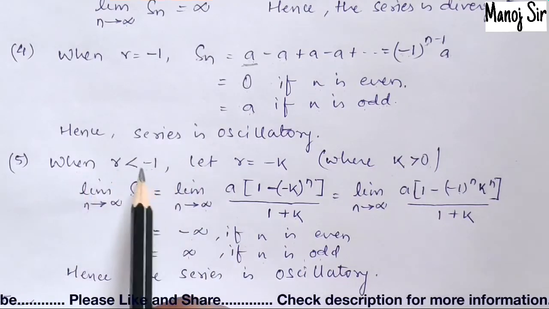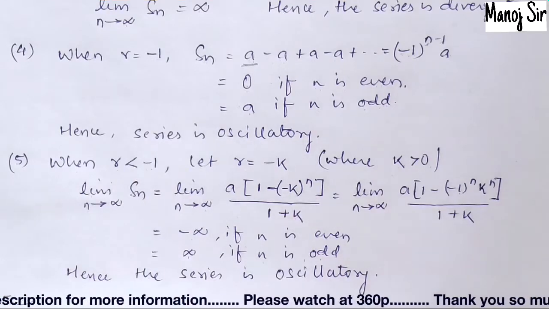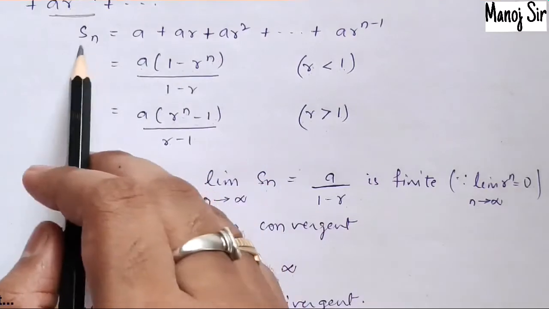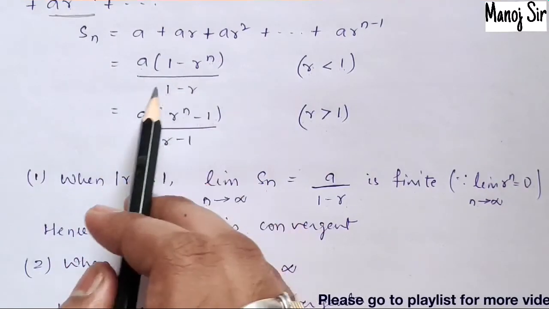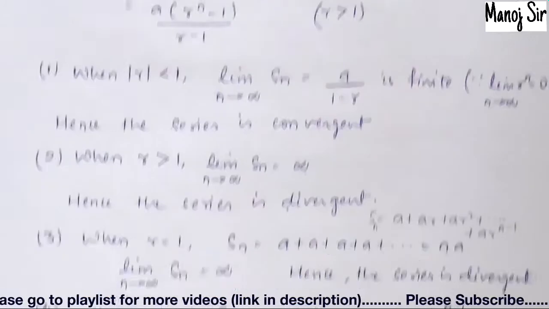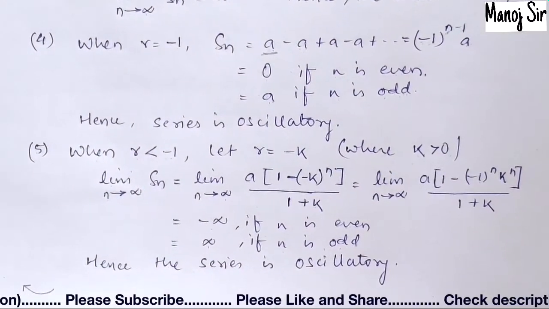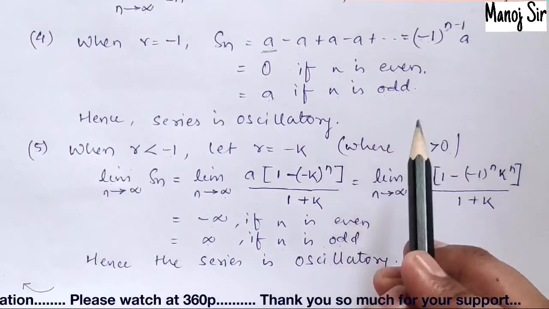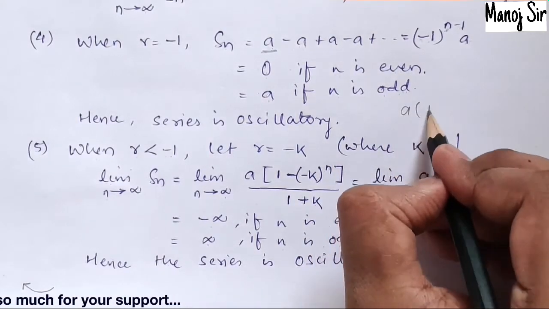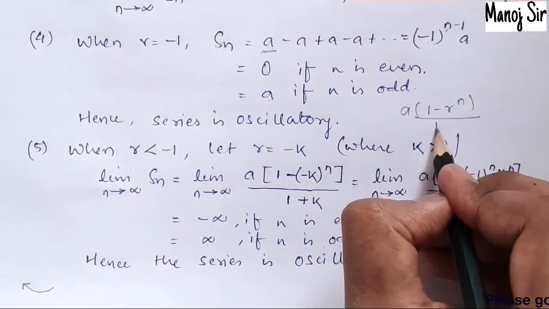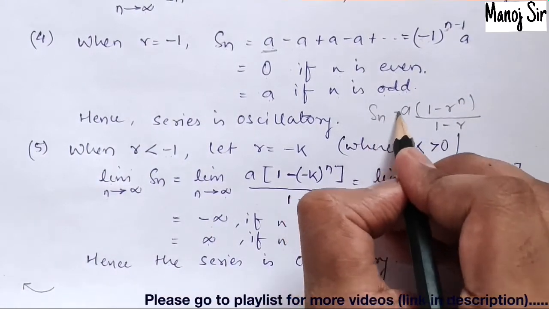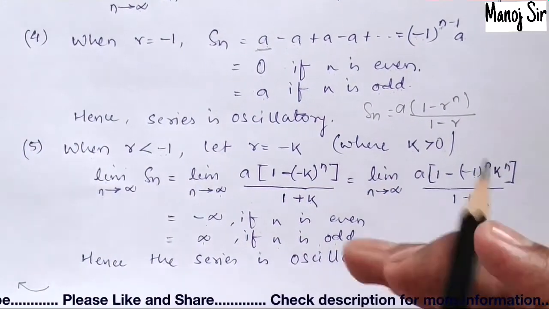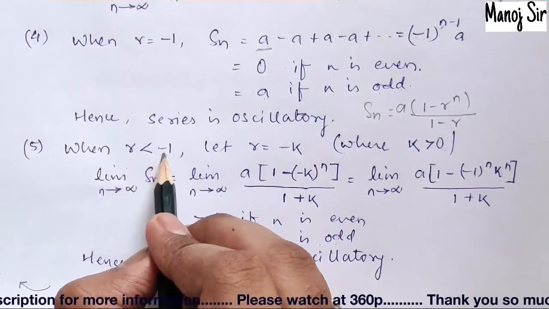Okay, when r is less than minus 1, in that case we are going to take this. Since r is less than 1, Sn equals a into 1 minus r to the power n upon 1 minus r, and since here the value of r is less than minus 1, again we are going to take that, that is a into 1 minus r to the power n upon 1 minus r. We are going to take Sn equals to this.